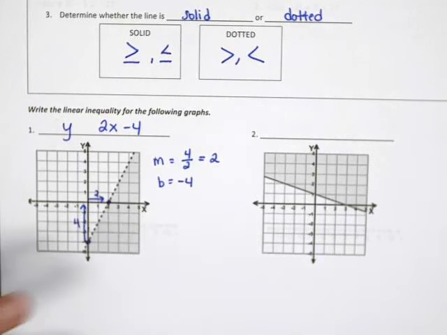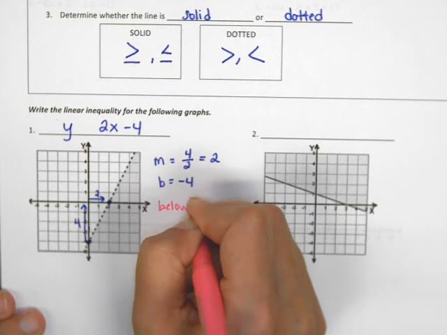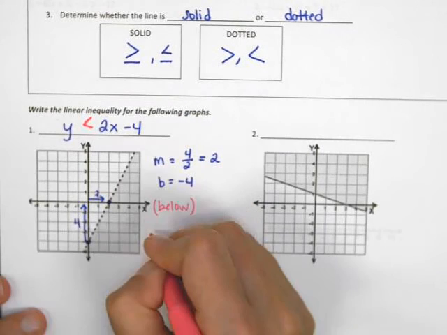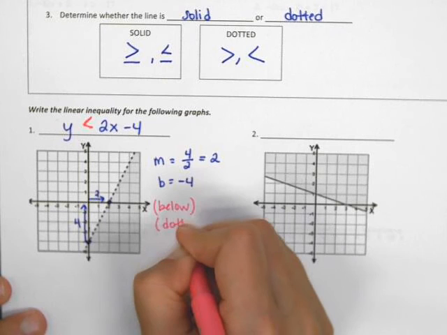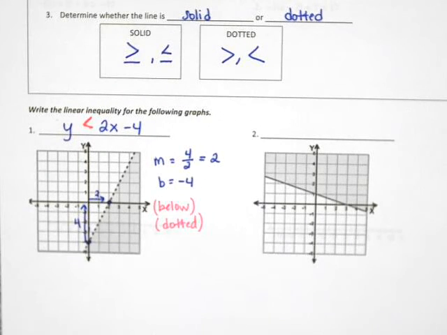The shaded part of this graph is below the line. So since it is below, I'm going to make this a less than. And since it's a dotted line, I'm going to make this no equal to. Just leave it as a less than.